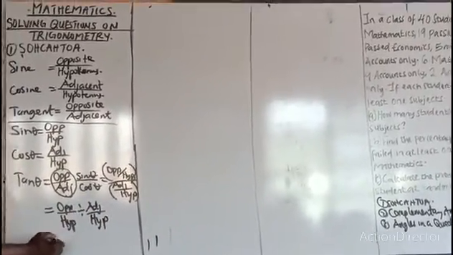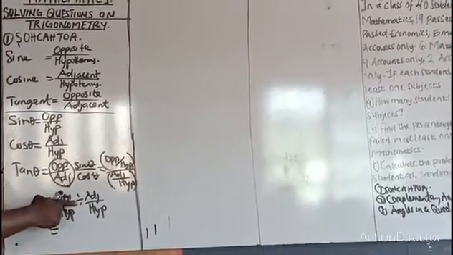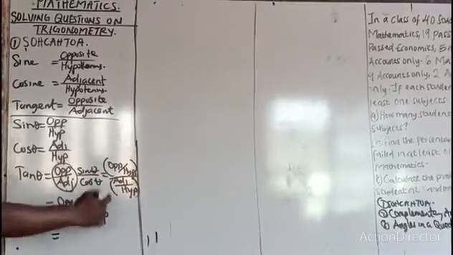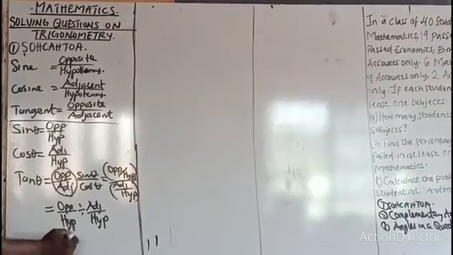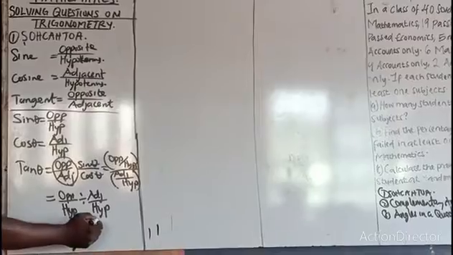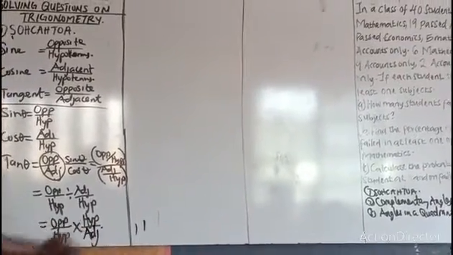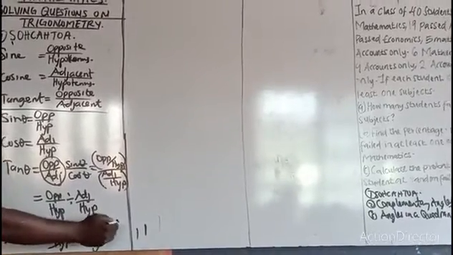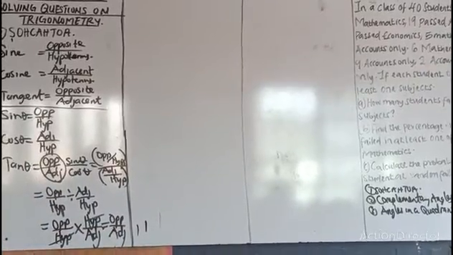So in solving this, what do we do? We change the division to times. But division does not mean the same thing as times. So when you are changing division to times, the one that follows turns upside down. So that we have opposite over hypotenuse times hypotenuse over adjacent. So hypotenuse cancels hypotenuse. So we have opposite over adjacent, which is what we wrote here.